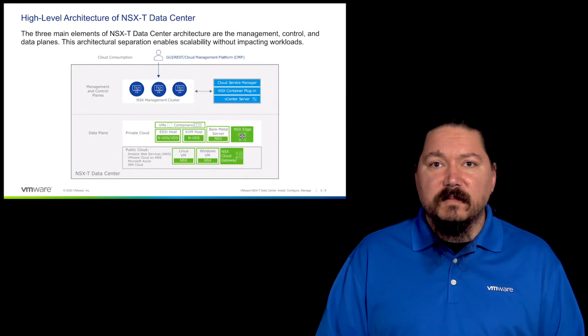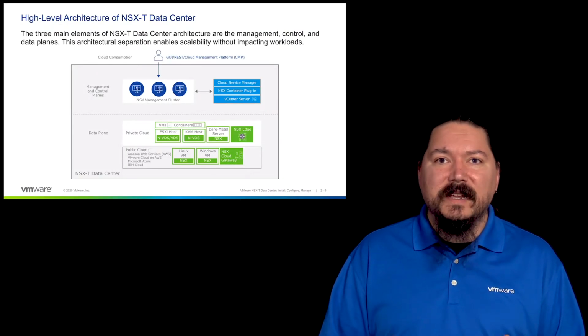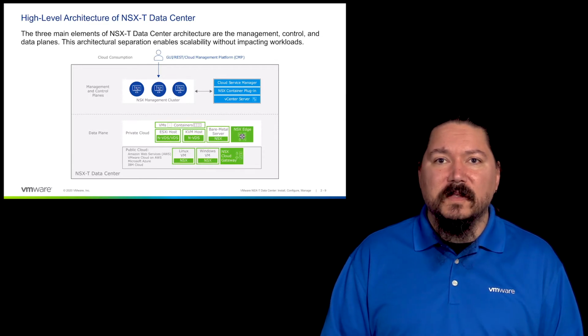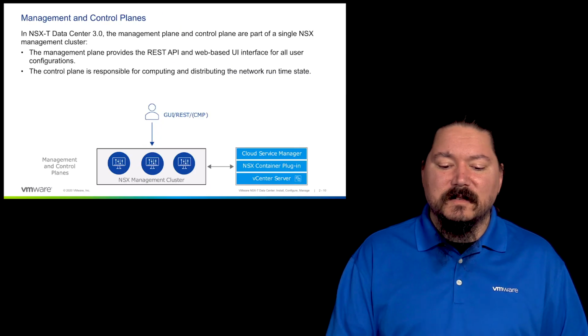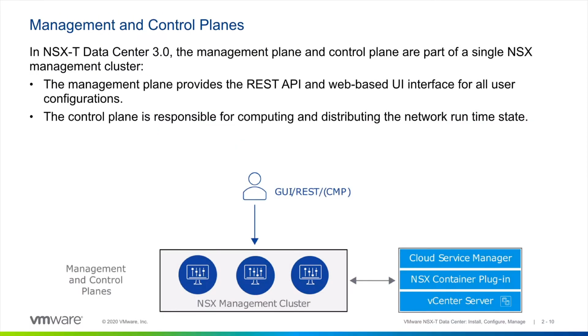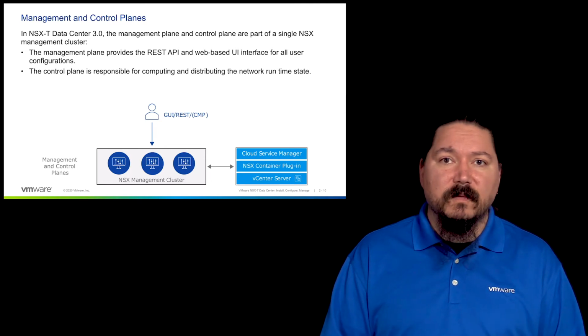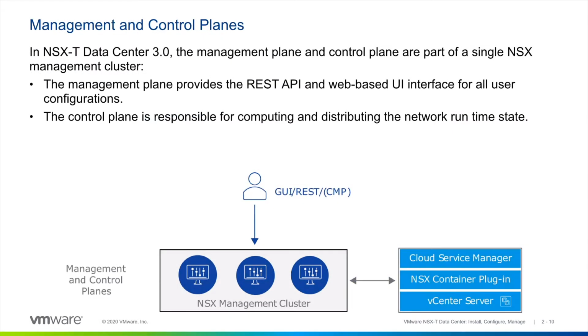The management and control planes are contained in a set of three NSX Manager appliances, and we'll break those down for you over the next couple of slides as well. So the management plane and the control plane, like I said, are consolidated. They exist in what we call the NSX management cluster. The NSX management cluster is a cluster of three NSX Manager nodes. These are going to be virtual appliances, and they can be deployed either on vSphere platforms or on KVM platforms, depending on what you might have.